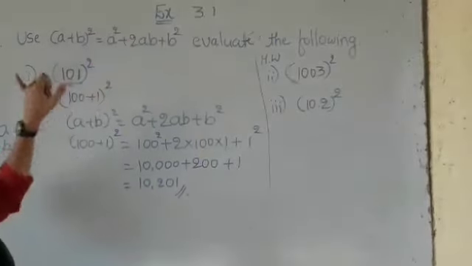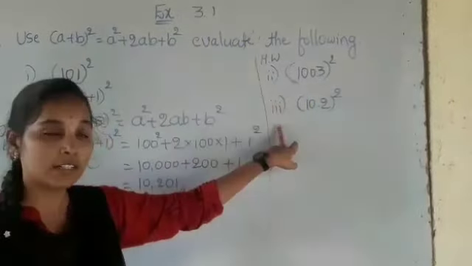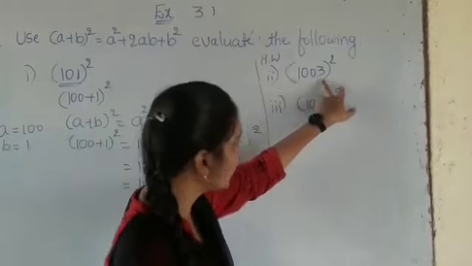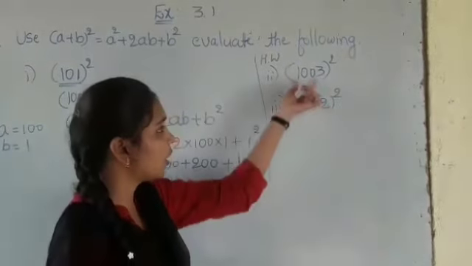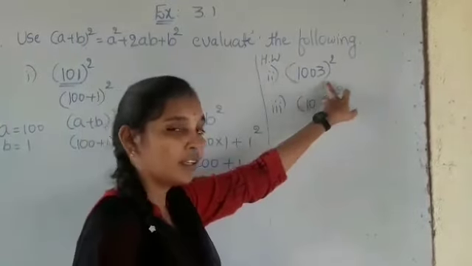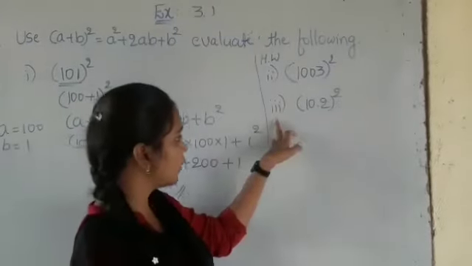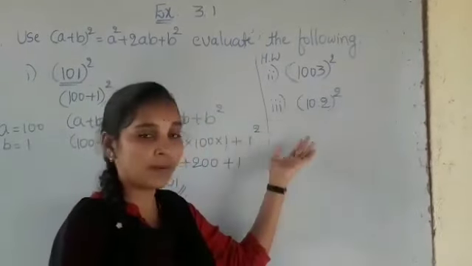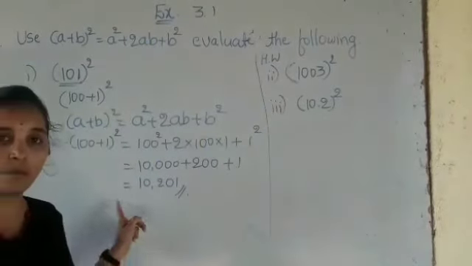This is problem 23, the first one. Then in the same way you have to solve the second one and the third one, that is 1003 whole square, and the third one is 10.2 whole square. You can split 1003 whole square as 1000 plus 3 whole square. Again the same method you can follow. And the third one is 10.2. You can split it as 10 plus 0.2. Again you can solve in the same way.